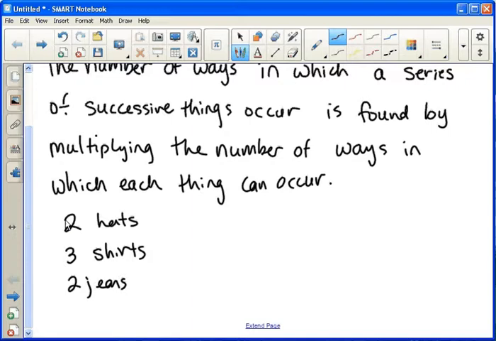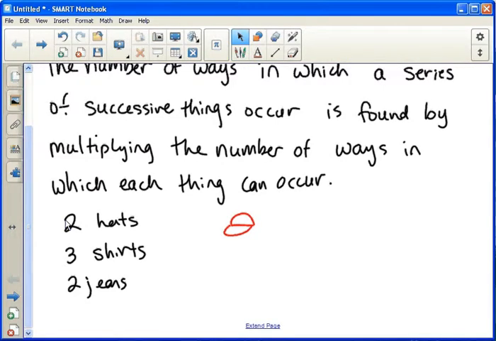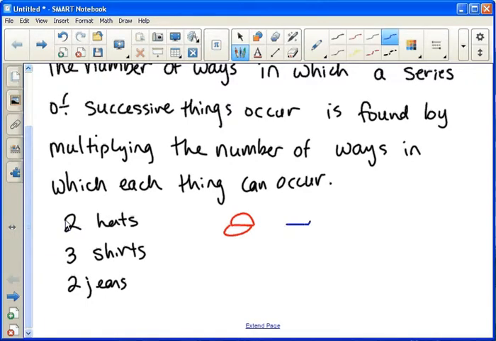Alright, so let's just draw out how this might work. My drawing's not real good, but we'll go with it. Oh wow, it's a terrible hat. It's better in my head. Alright, we'll say that's a red hat. That's a blue hat.